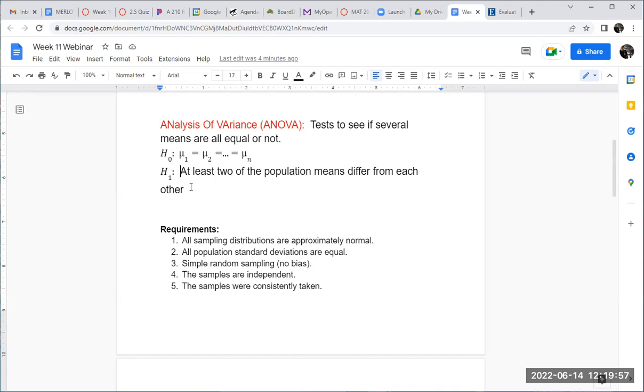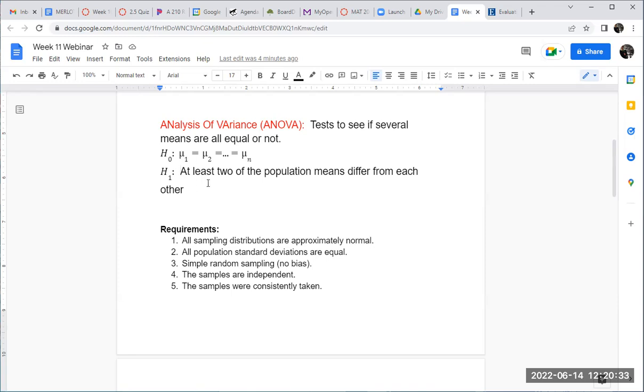Okay, typically you're going to do something that is relevant to whatever the survey is. So if you were doing, say, the mean income in America, and you're looking at by state, then you would say at least 2 of the population mean incomes by state, or states' incomes, differ from each other. So you'd put the word income in there. Okay, and probably the word state. Any questions on that idea? Any questions?